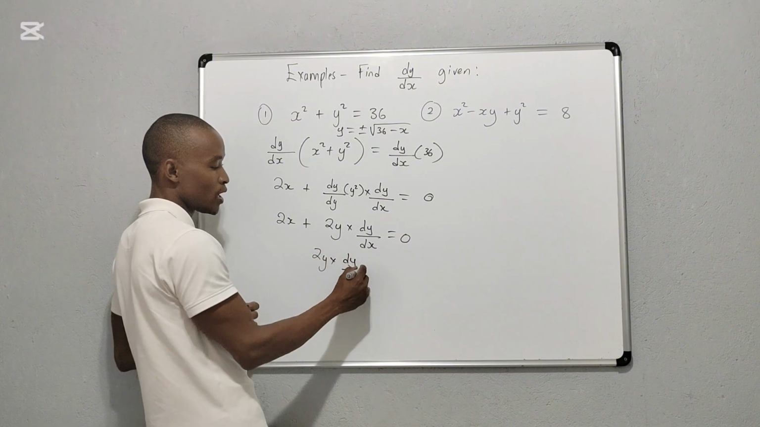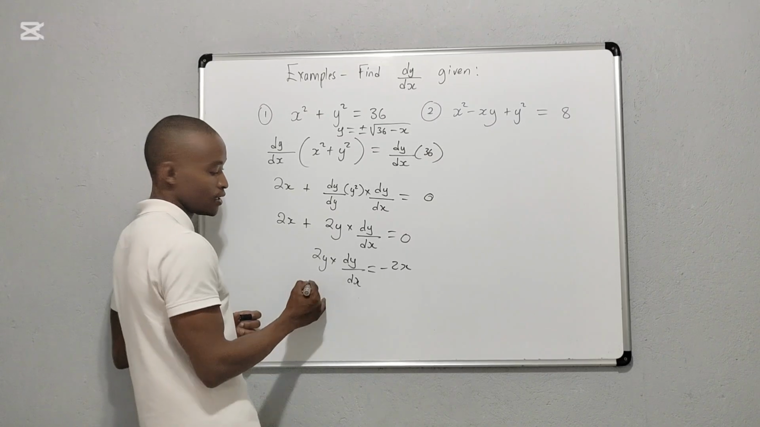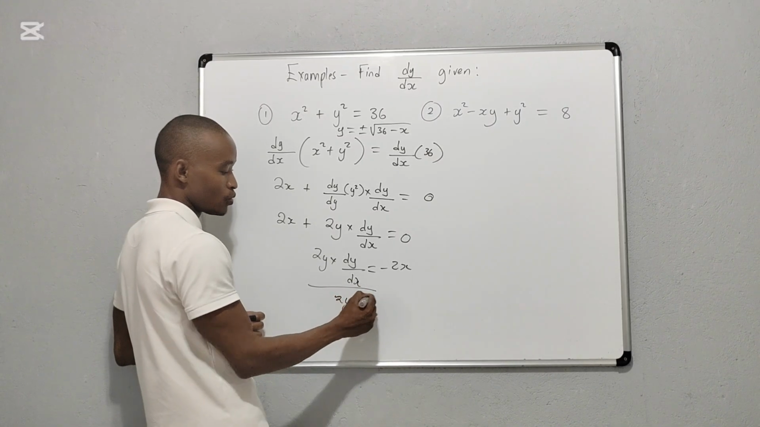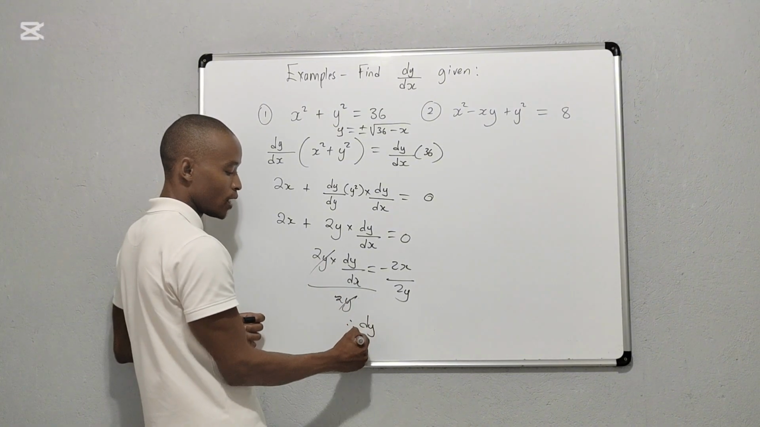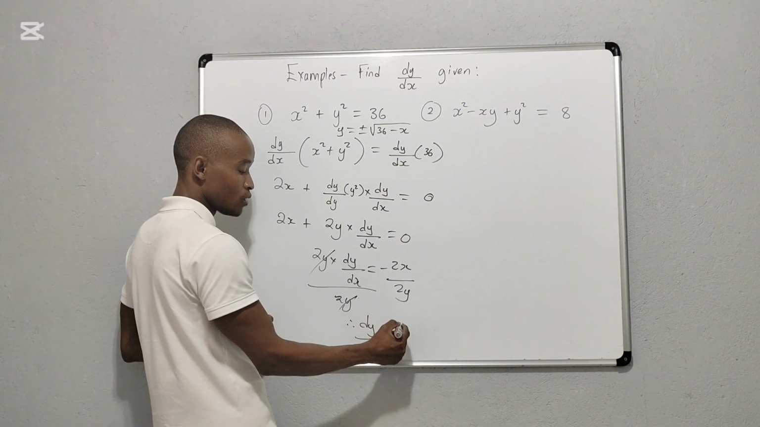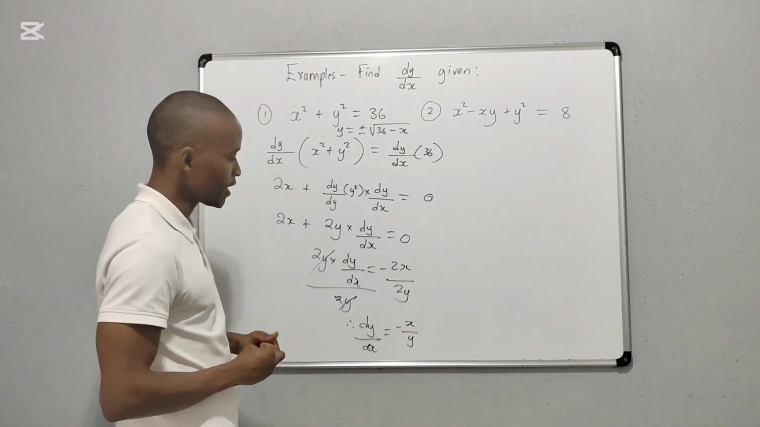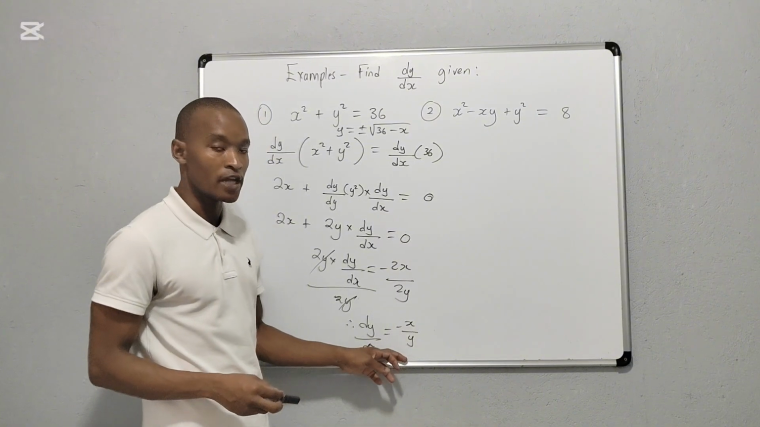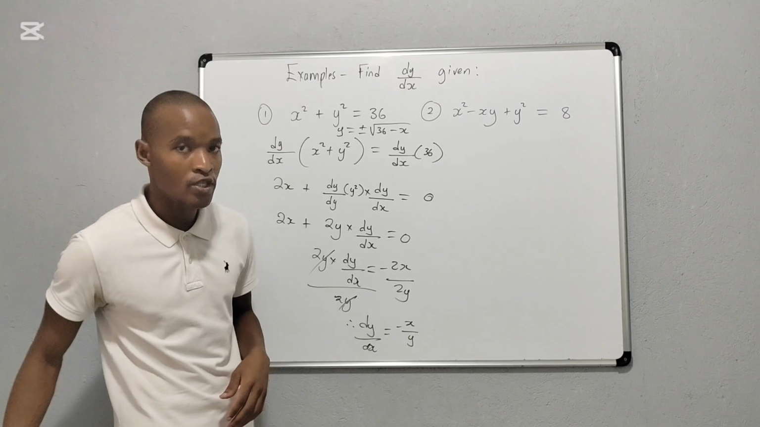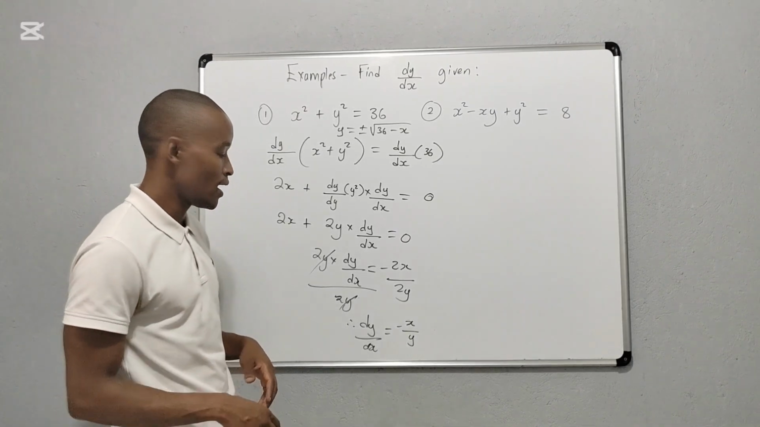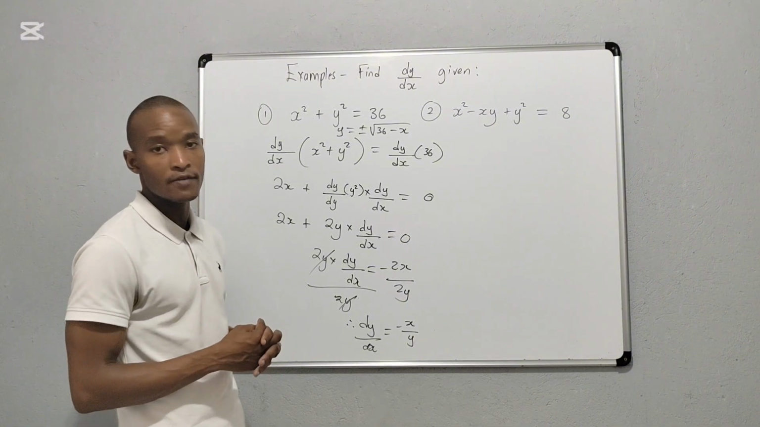Okay, and we need to isolate that by transposing the other term. 2y times dy over dx will be equal to negative 2x. Alright, and we divide by 2y both sides, and therefore dy over dx will be equal to negative x over y. Okay, so that represents the rate of change, or the gradient function for this equation, which can be used to find tangents and equations of tangents, as well as the gradients for tangents.